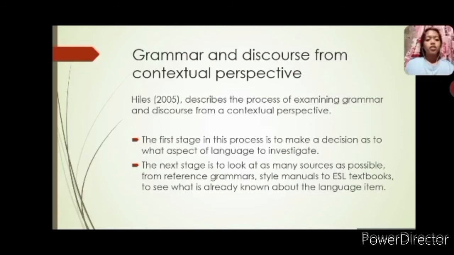The next stage is to look at as many sources as possible, from reference grammars and style manuals to ESL textbooks, to see what is already known about the language item.